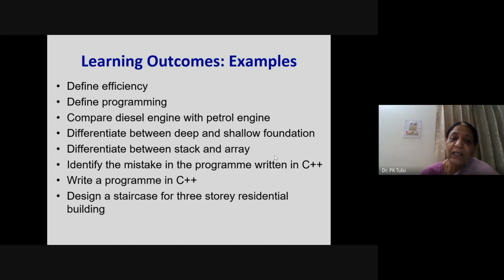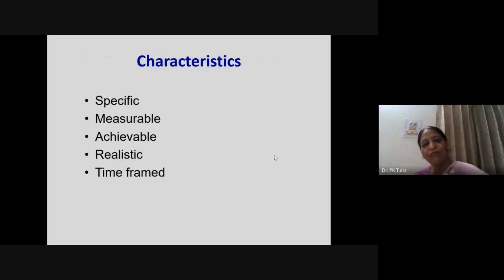So here you can see that all learning outcomes have five important characteristics: these are specific, they start with an action verb, these are measurable, and these are achievable, and fourth, realistic. They are realistic and relevant to the context in which we are operating, and then finally they are time framed. So in a nutshell, we can say that any good learning outcome will adhere to being SMART. The acronym for this is SMART. One needs to remember this.